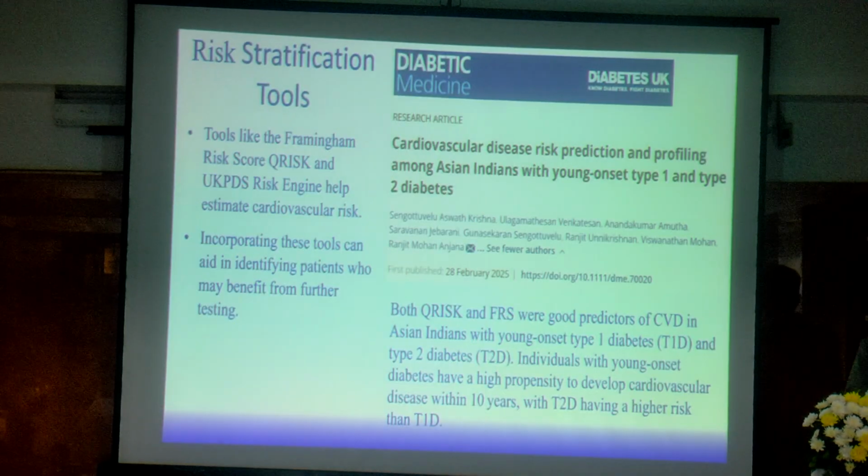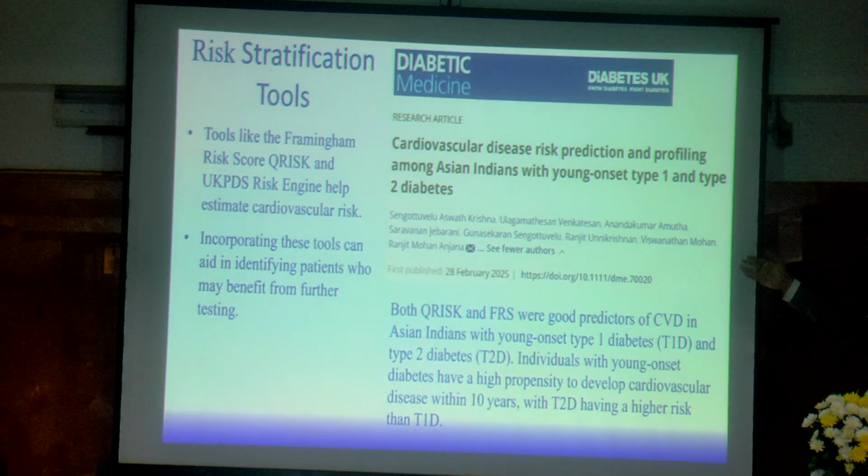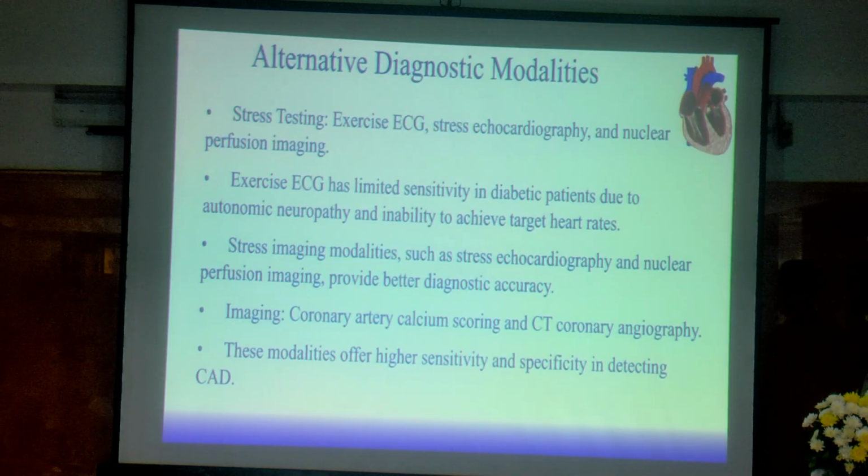There are many markers. We know that there are risk stratification tools like the Framingham risk score, the QRISK, and the UKPDS score. We published an article along with Dr. Mohan of Mohan's Diabetes and Dr. Anjana, and you can see that the QRISK and FRS were good predictors to identify cardiovascular disease, particularly in Asian Indians with both type 1 and type 2 diabetes. There are a number of alternative modalities, like stress testing such as the treadmill, which we often do, but exercise ECG has limitations. Again, it is very poorly sensitive and specific.